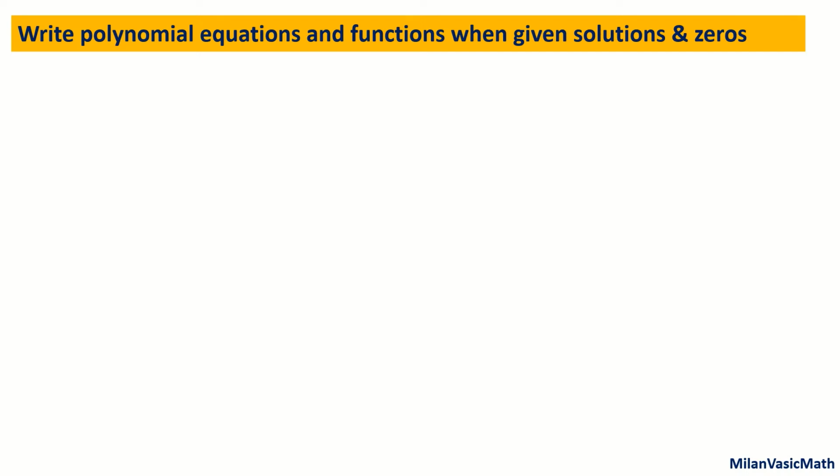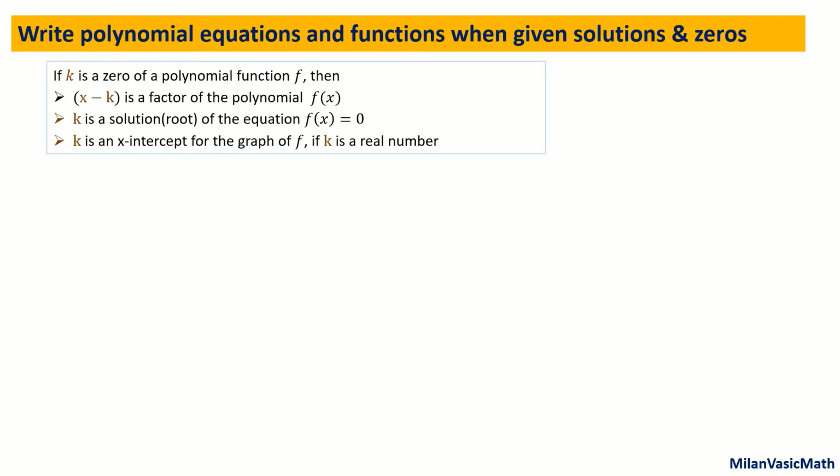Write polynomial equations and functions when given solutions and zeros. There are a few pointers. First, if k is a zero of a polynomial function f, then the following three apply.